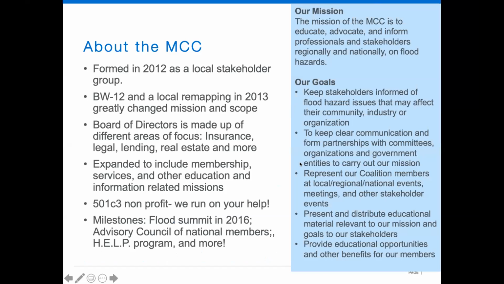Very quickly about the MCC, the Massachusetts Coastal Coalition, for those that are not familiar. Our mission is to educate, advocate, and inform professionals and stakeholders regionally and nationally on flood hazards. And specifically the CRS Users Group, which was reestablished earlier this year for the South Shore. Our mission is to continue the mission of CRS, and also to encourage participation in CRS and floodplain management, and encourage better floodplain management practices. Today's going to be both sides of that. You're going to get a little bit of the CRS side and understanding elevation certificates, and also help with your floodplain management in your communities.